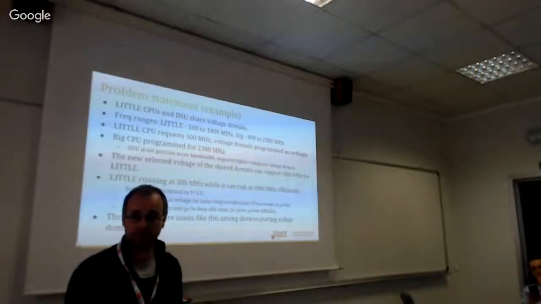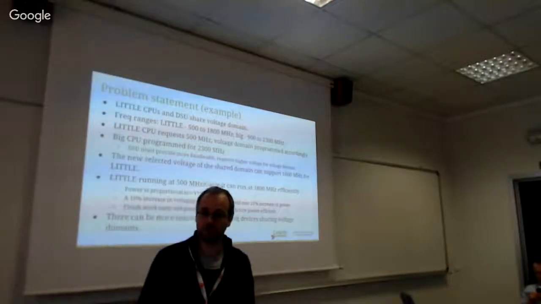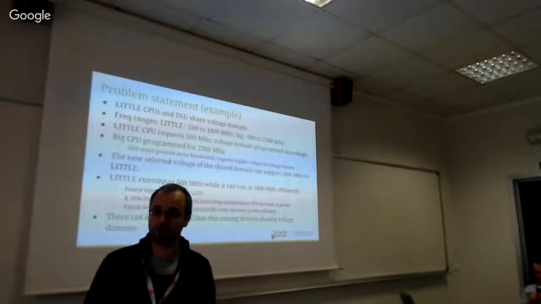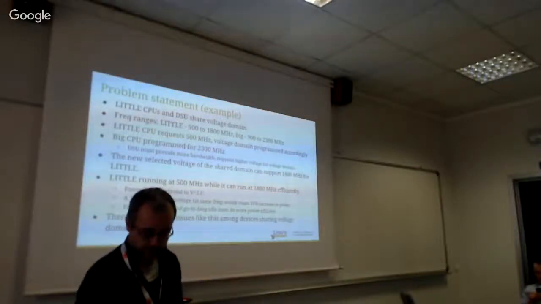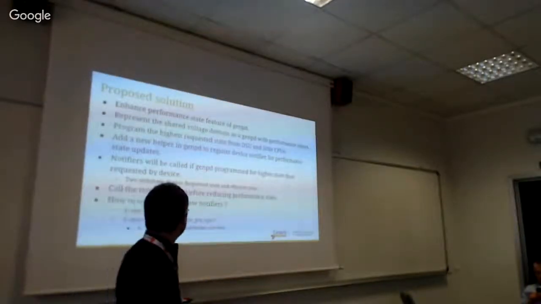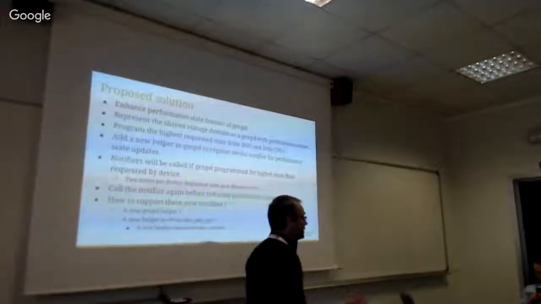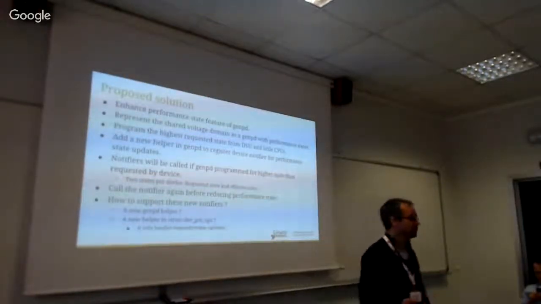Because then, if the GPU requires this level of voltage, you can run your CPUs as fast as you can, as long as you are within a power budget. And so right now we don't have any way to do that. And the point is where we should get it.